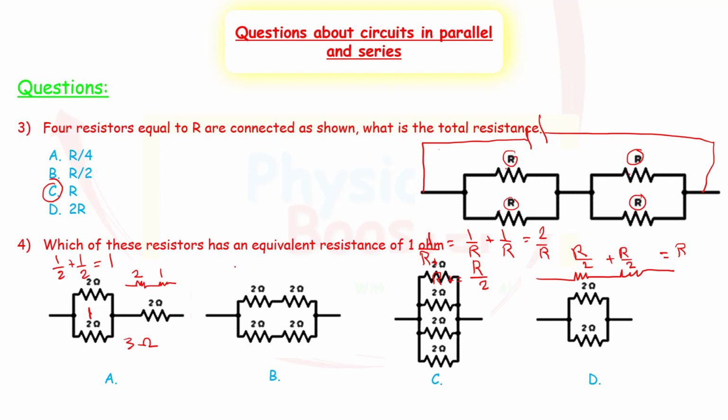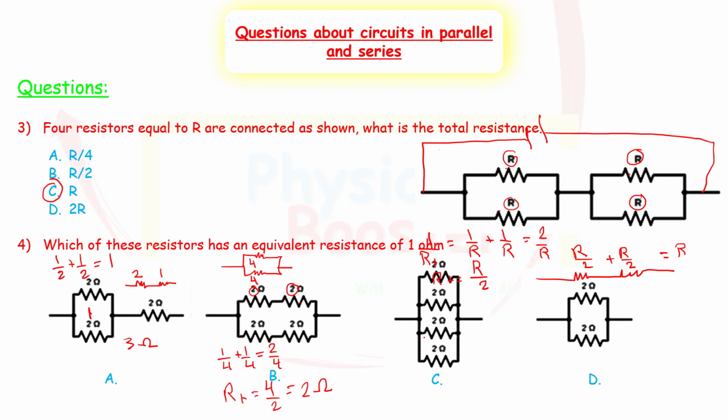Okay, for this one, I will add this resistance and this resistance because these two are in series. So I can say that I will have a circuit looking like this. This is going to be 4 ohms right here, and this is going to be 4 ohms. And they are in parallel, so 1 over 4 plus 1 over 4 is equal to 2 over 4. Therefore, RT in this case is going to be equal to 4 over 2, which is equal to 2 ohms, so it's not the right answer.